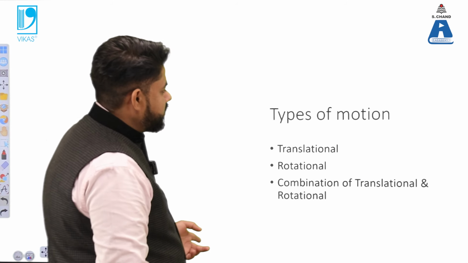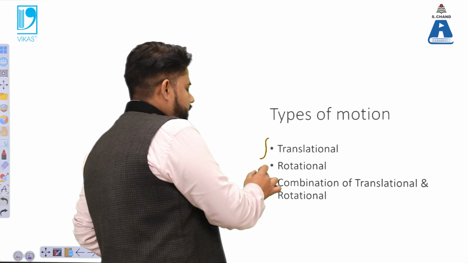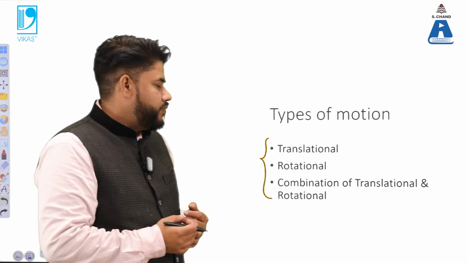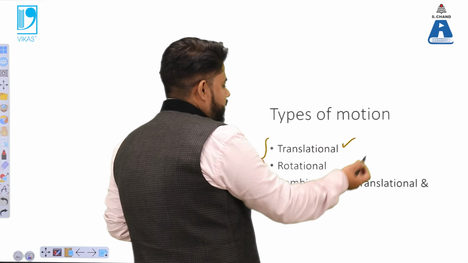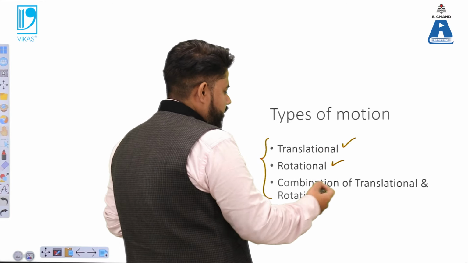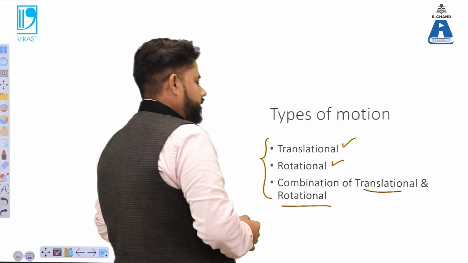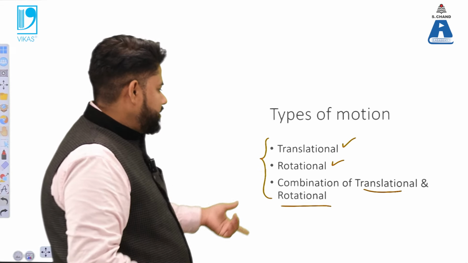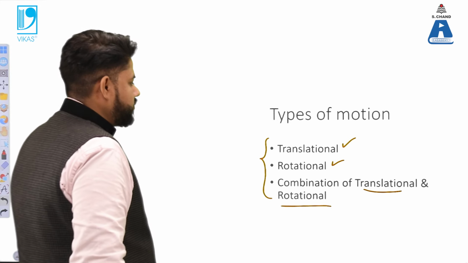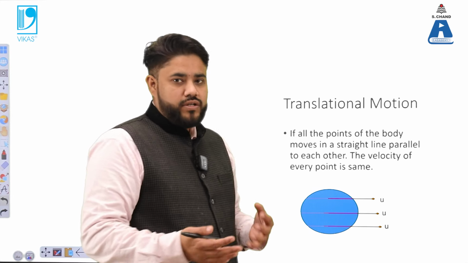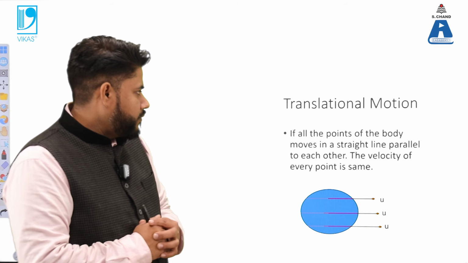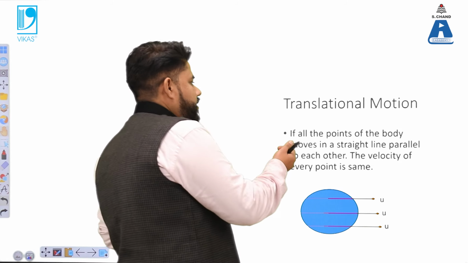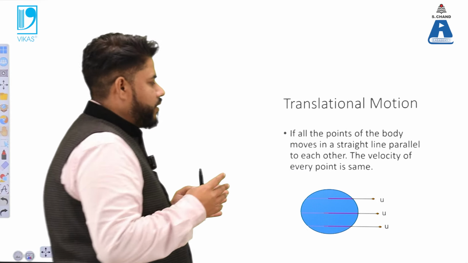Second is the case when we have to understand different types of motions. So we have a categorization of different types of motions. Firstly, we have the translational motion. Second, we have the rotational motion, and we have the combination of translational and rotational motion. Now let us understand those particular concepts, like what is translational motion, what is rotational, and what is the combination of translational and rotational.